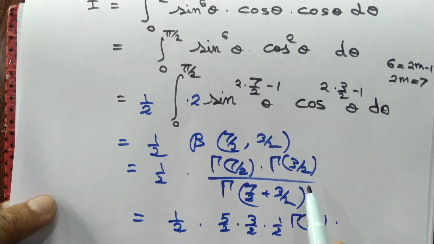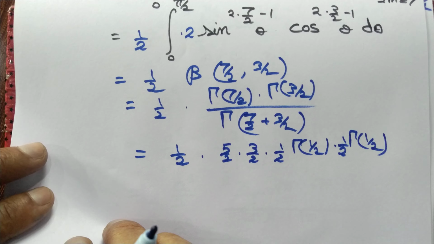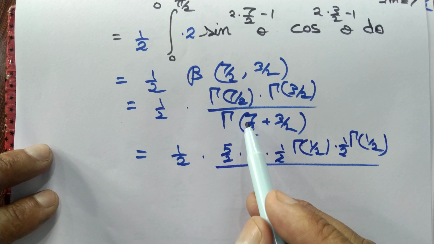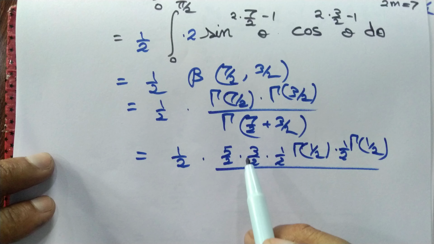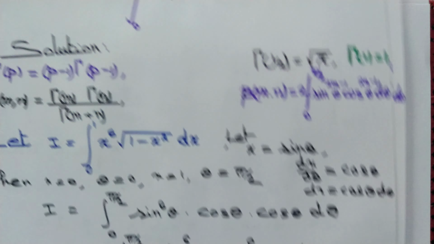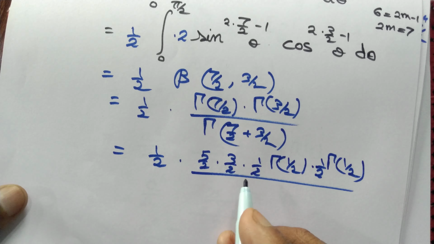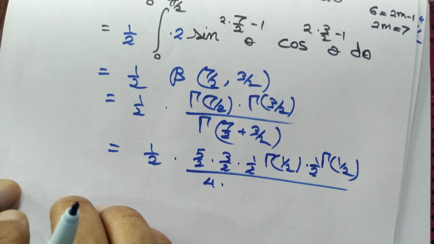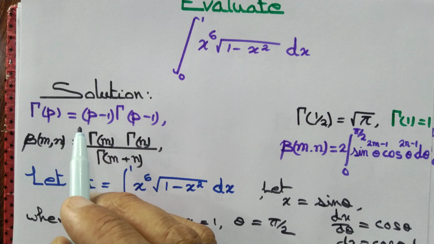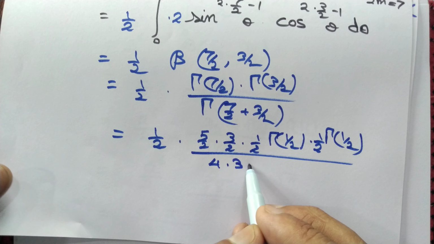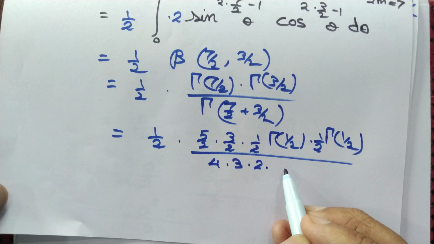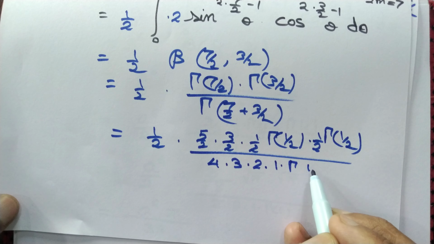How about gamma 3 by 2? That is equal to 1 by 2 gamma 1 by 2. Okay. How about the denominator? 7 plus 3 is 10, 10 by 2 is 5, gamma 5. For gamma 5, we choose p equal to 5, gamma 5 is 4 gamma 4. Again we choose p equal to 4 and say that gamma 4 is 3 gamma 3, gamma 3 is 2 gamma 2, gamma 2 is 1 gamma 1.